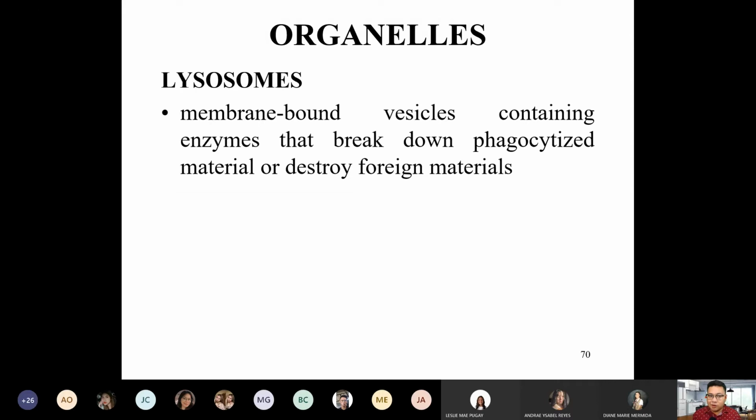Okay. Next, we have our lysosomes. So the main role of lysosomes is to destroy foreign materials. It comes from the word lys, or to dissolve. Okay. So these are special organelles in which they contain strong enzymes that can break down phagocytized material or destroy foreign materials. So white blood cells carry a lot of these organelles.